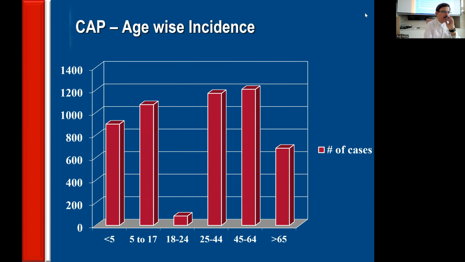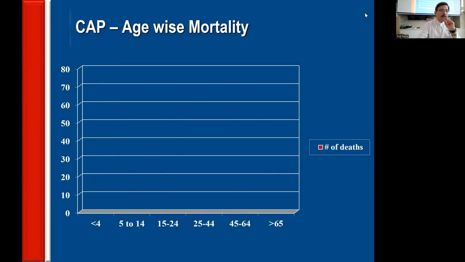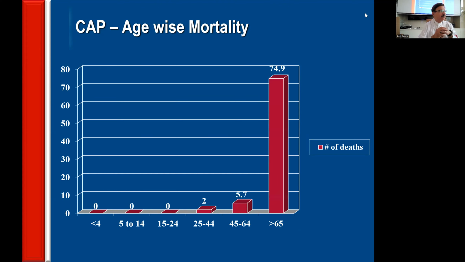Now, okay, this is the incidence. What is the mortality? Age-wise mortality. 0 in younger children, you see, everybody is 0, 0, 0. And then slowly the mortality starts. And above 65, you see, the mortality, 74.9. Untreated pneumonia in an elderly can cause a death to an extent of 80%. Whereas in the younger, so that is why age is such an important factor.